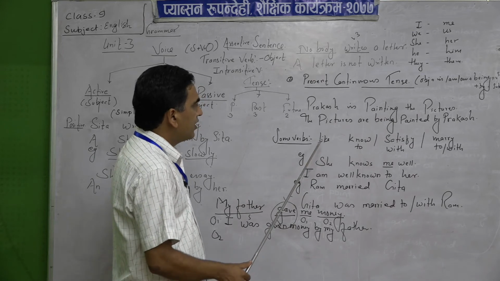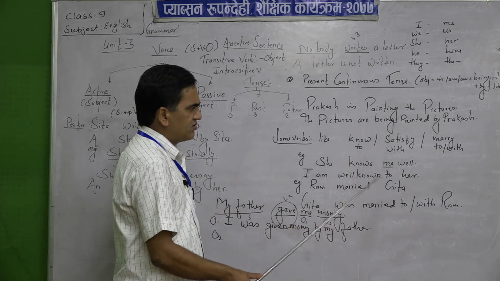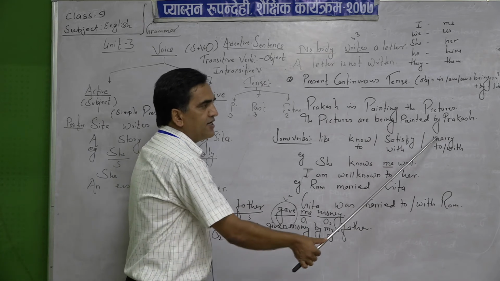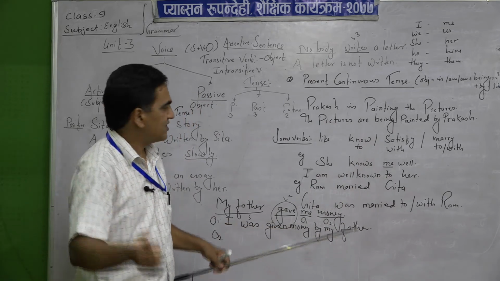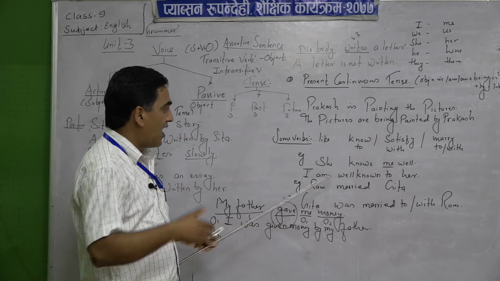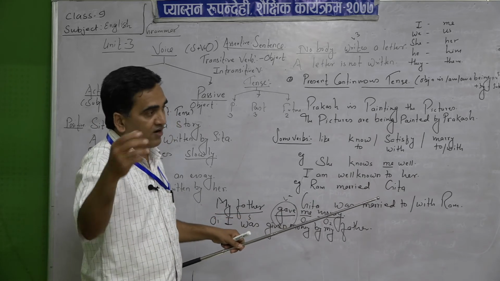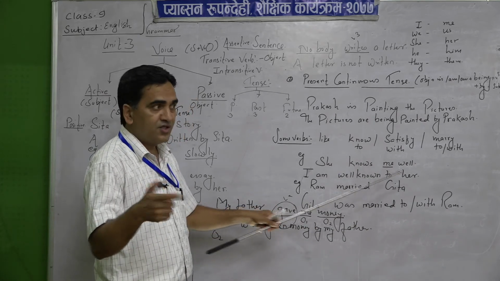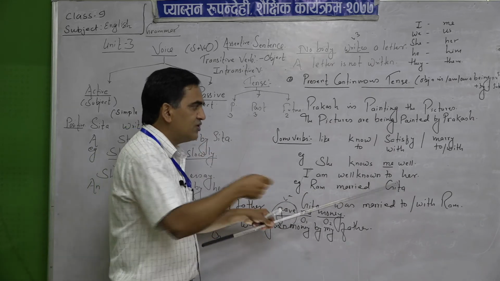Some verbs are there, just like know, satisfy, marry. They take different prepositions while changing to passive: know takes to, satisfy takes with, and marry takes with or to. Just like, she knows me well becomes I am well known to her. It is different, my dear students. It is asked in the SC exam or final exam. You must remember: she knows me well, I am well known to her.